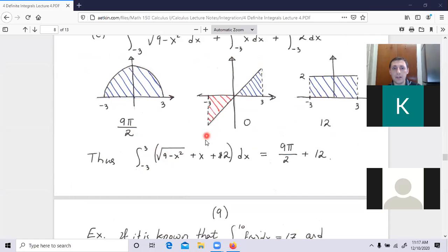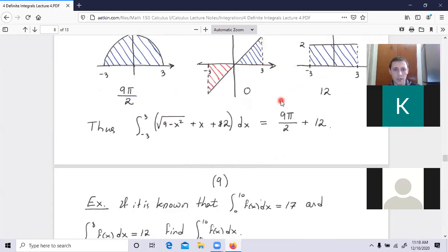Then we have x between minus 3 and 3. It cancels out because you have negative and positive area. So it cancels out to 0. And then 2 is just a horizontal bar over minus 3 to 3, which has area 2 multiplied by 6. So that's 12. So it is 9 pi over 2 plus 12. Do you follow? Confirm if you understood, or you need some more explanation.